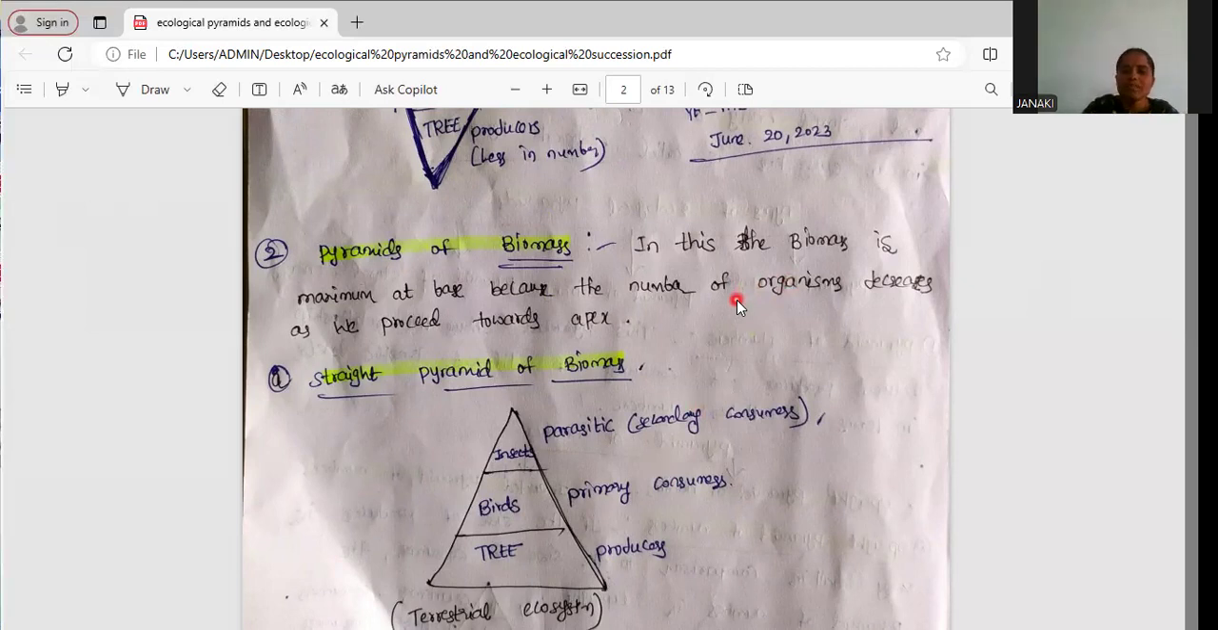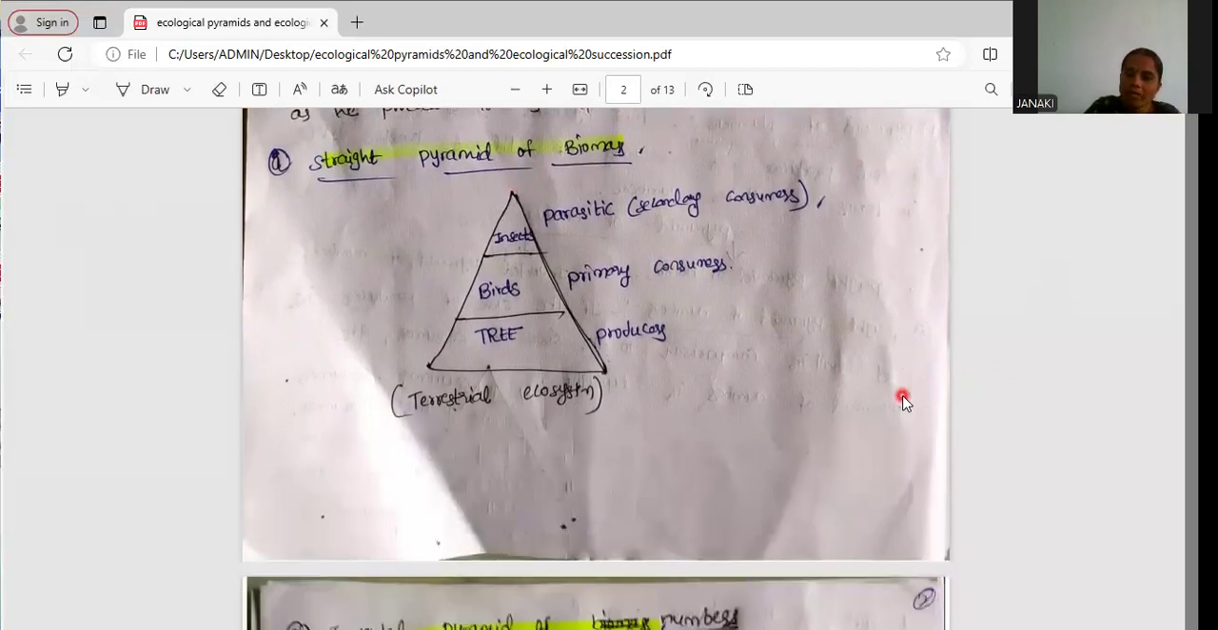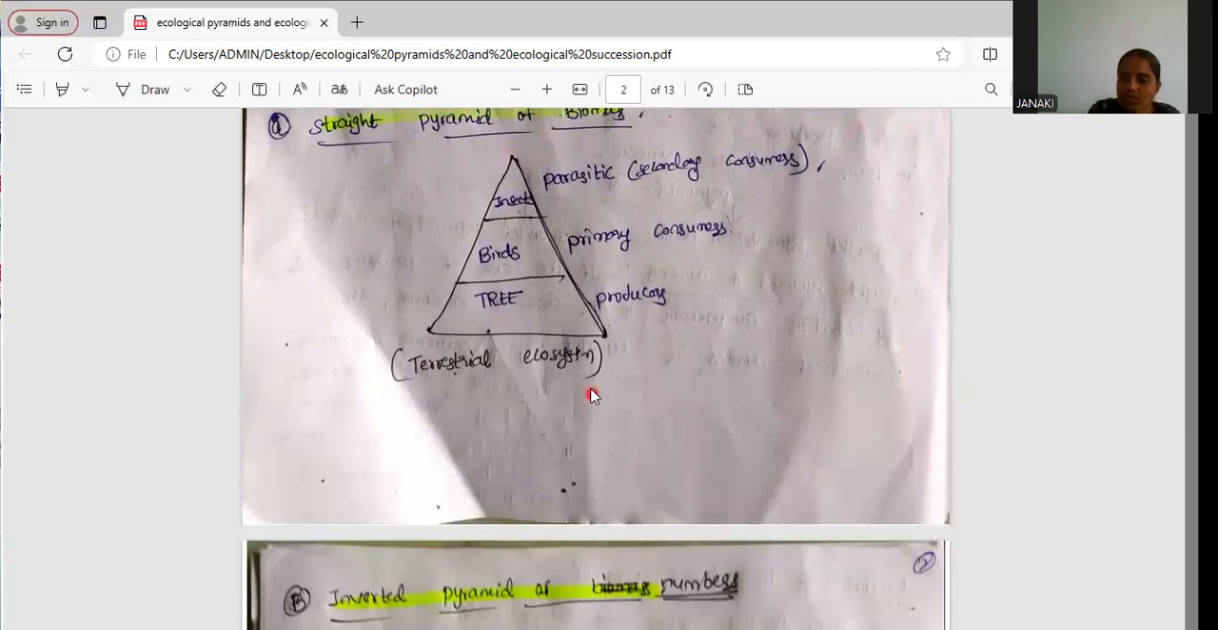In the upright pyramid of biomass, the biomass is maximum at the base because the biomass of organisms decreases as we proceed towards the apex. For example, see the upright pyramid of biomass in a terrestrial ecosystem food chain: tree eaten by birds, birds eaten by insects. The tree is the producer, birds are the primary consumer, and insects are the parasitic level. Trophic level 1, trophic level 2, trophic level 3. This is the upright pyramid of biomass.